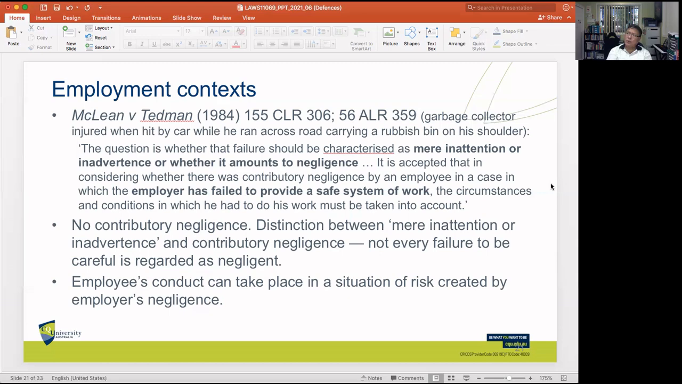Now, this raises the question, what happens when there is a safe system of work that has been designed and implemented by the employer, but somehow the employee fails to observe it, and by failing to observe that safe system of work, the employee becomes injured? Would there be contributory negligence on the part of the employee? That's something we're considering in a short while. Think about that question.